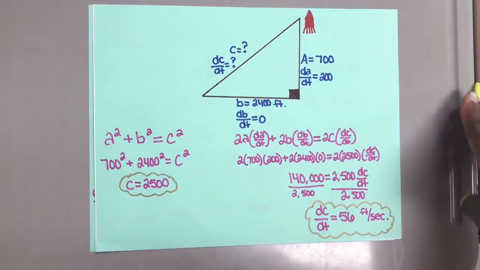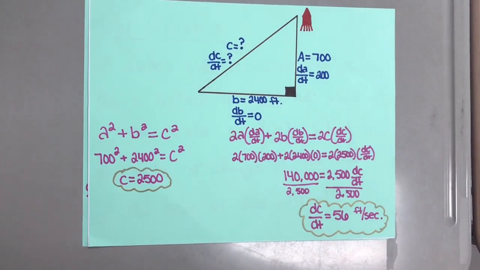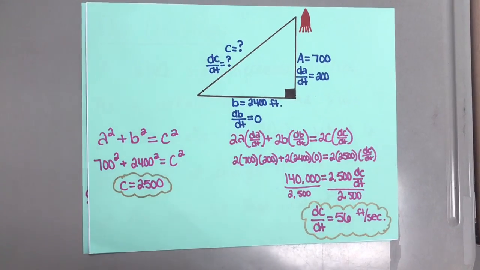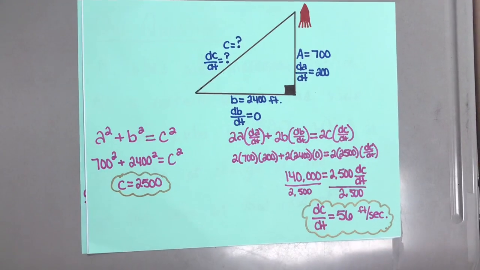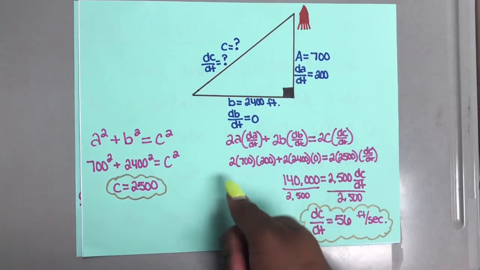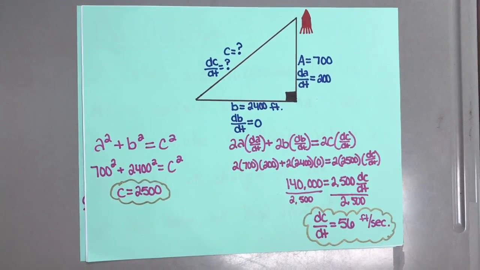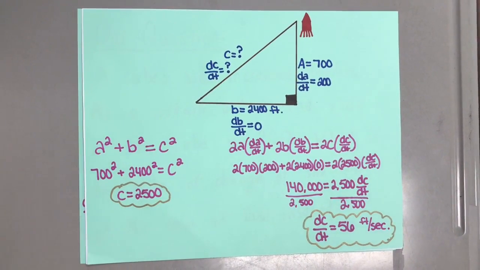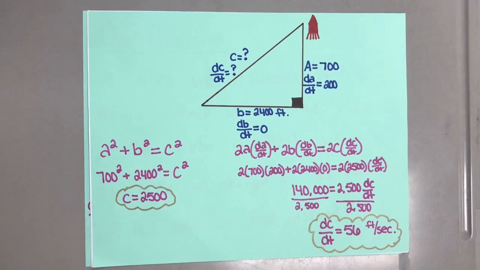After finding C, we have to find dC over dt, and in order to do that, we have to use the equation 2a multiplying dA over dt plus 2b multiplying dB over dt equals 2c multiplying dC over dt. So 2 times 700 and 200 for A, plus 2 times 2,400 times 0 for B, equals 2 times 2,500 times dC over dt, which we have to find.